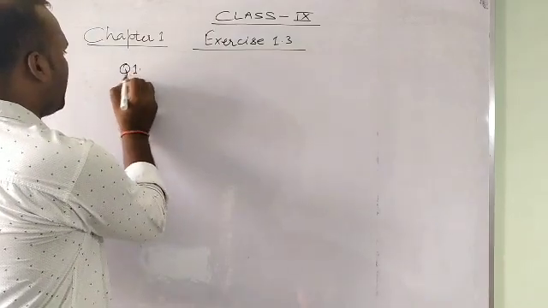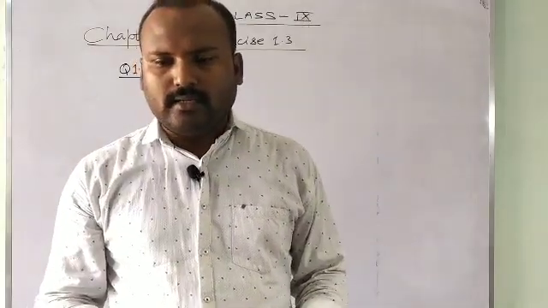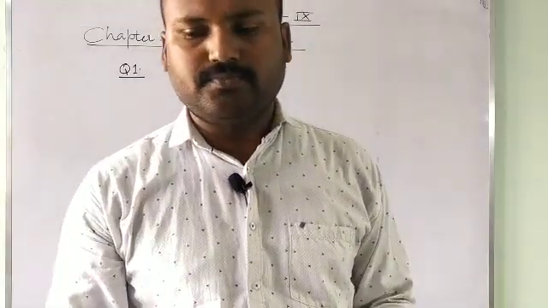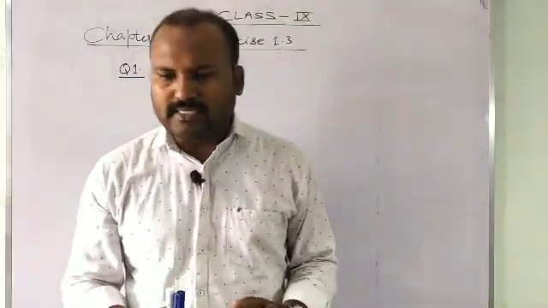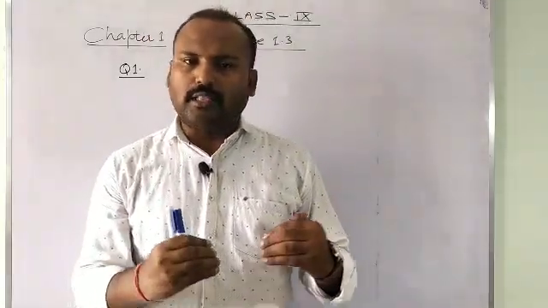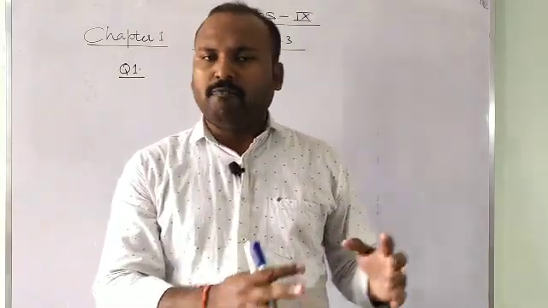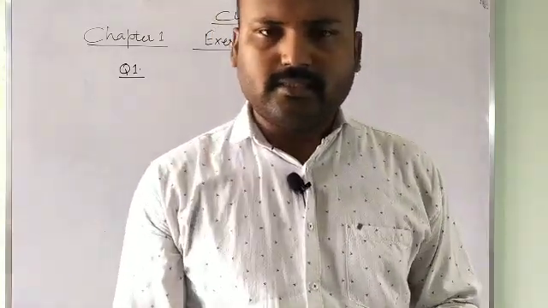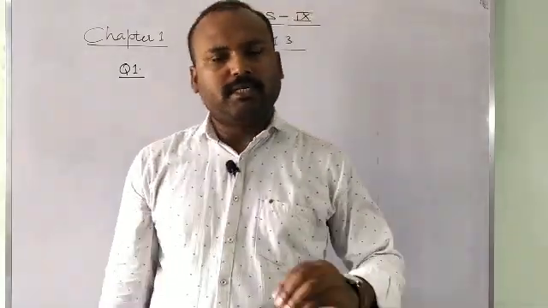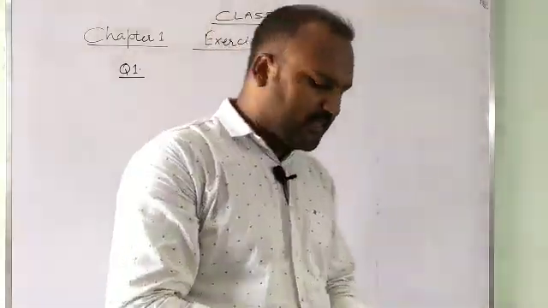Question number 1 is: write the following in decimal form and say what kind of decimal expansion each has. Here 6 questions are given. You have to convert all the fractions into decimal expansion and see which is terminating, which is non-terminating repeating, and which is non-terminating non-repeating. Everybody knows how to convert a fraction into decimal.